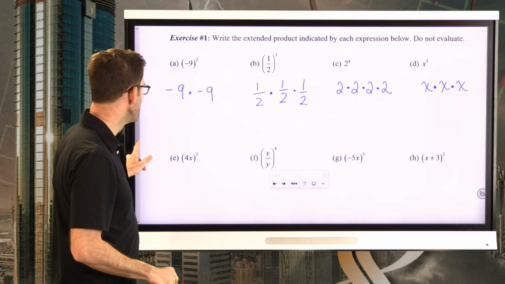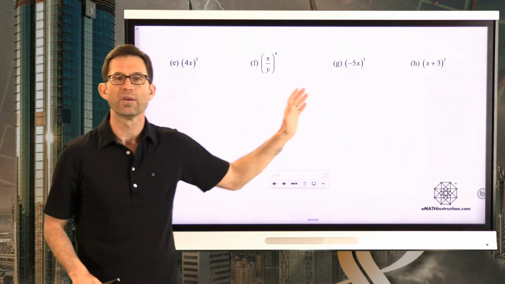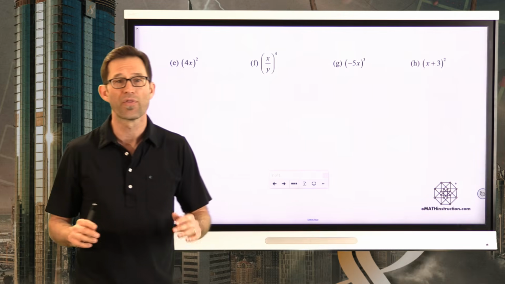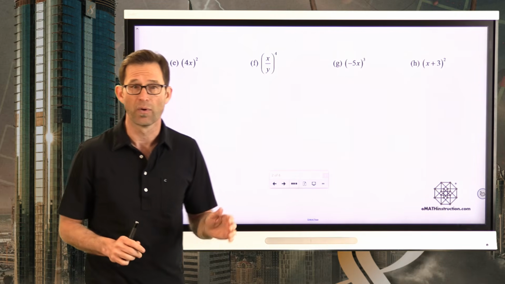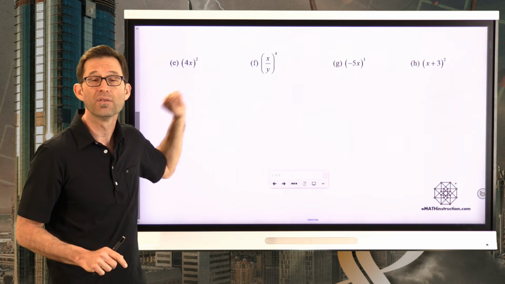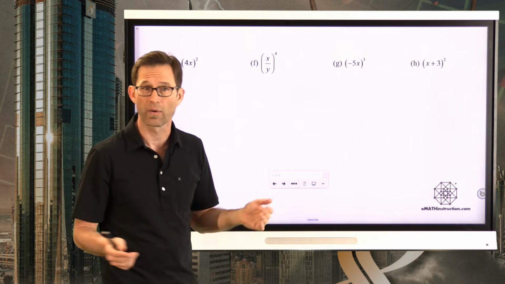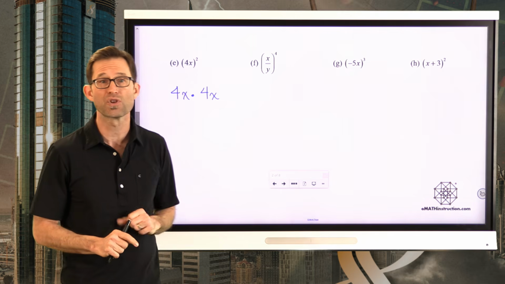Now let's take a look at some that might be a little bit trickier. Notice in each one of these situations I have parentheses around the thing that's being raised to the exponent. That means everything is being raised to the exponent. So when I have 4x inside of parentheses and then a 2nd power, also known as squaring, this is literally telling me that what we want is 4x times 4x. That's it. That is what that expression means.